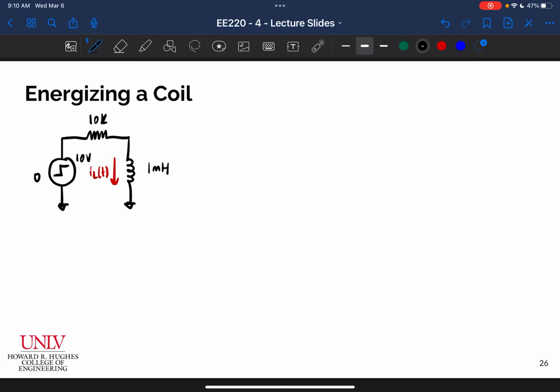I can't eyeball this and figure out what the time constant is, but let's just go ahead and solve for it. We know that tau is equal to L over R for an RL circuit, so in this case it's going to be 1 millihenry divided by 10 kilo ohms. Let me throw that in my calculator. That gives me 100 nanoseconds.